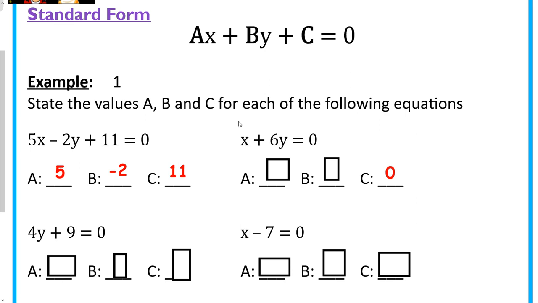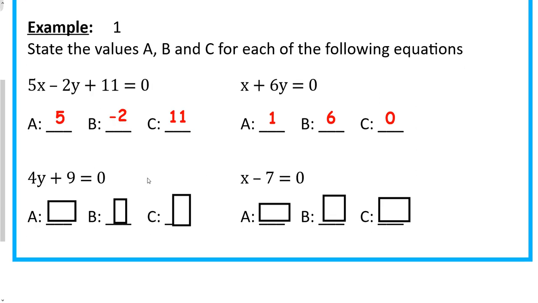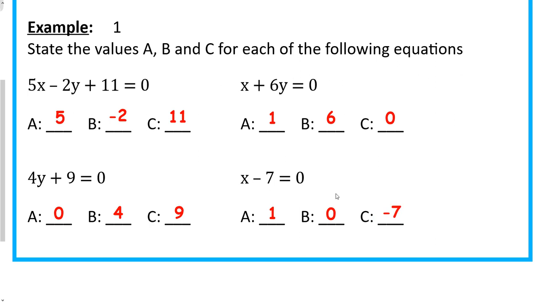A, the number in front of the X would be 1. If there's nothing written in front of the letter, there's always a 1. And then B will be 6. Third example, we don't have an X term here, which means that A will be 0, B will be 4, and then C will be 9. And the last one, value in front of the X is 1. We don't have a Y term, so B is 0, and then the constant at the end is -7. Okay, so that's easy to do when they're in the right form.